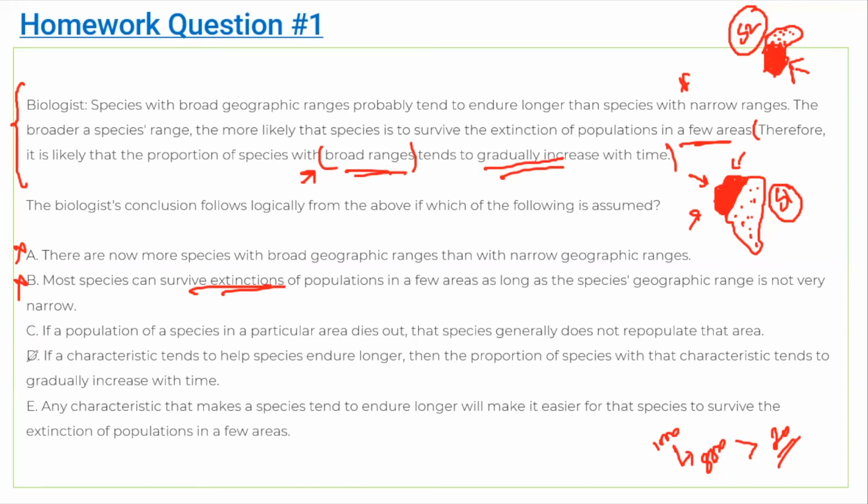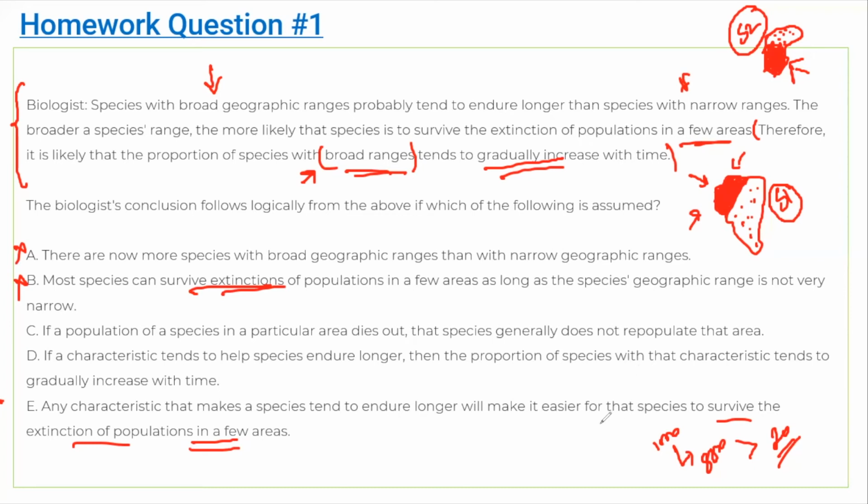I'll come to C and D in just a minute. Let's actually go to E. Any characteristic that makes a species tend to endure longer, which we know is over here, broad range, will make it easier for that species to survive the extinction of a population in a few areas. But we already know that, right? It's already given that the species is more likely to survive the extinction of a population in a few areas.